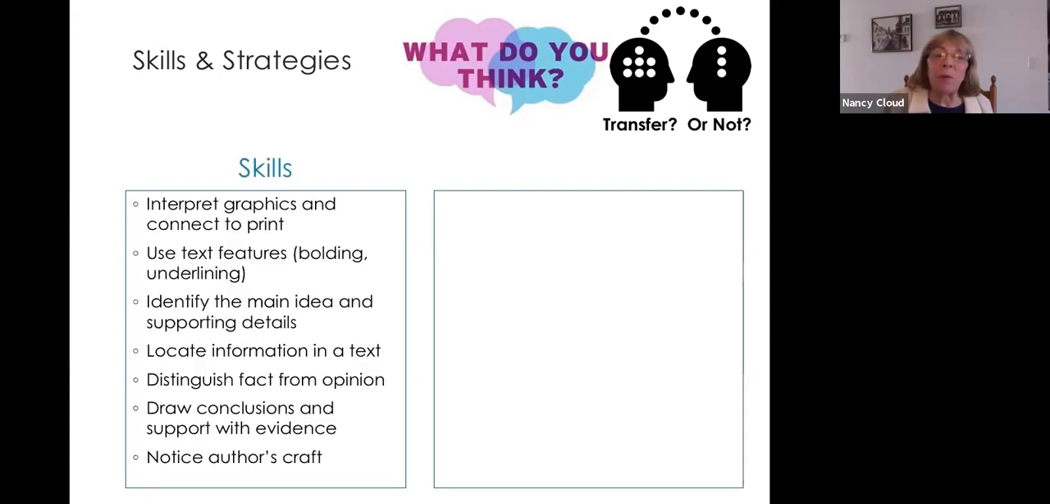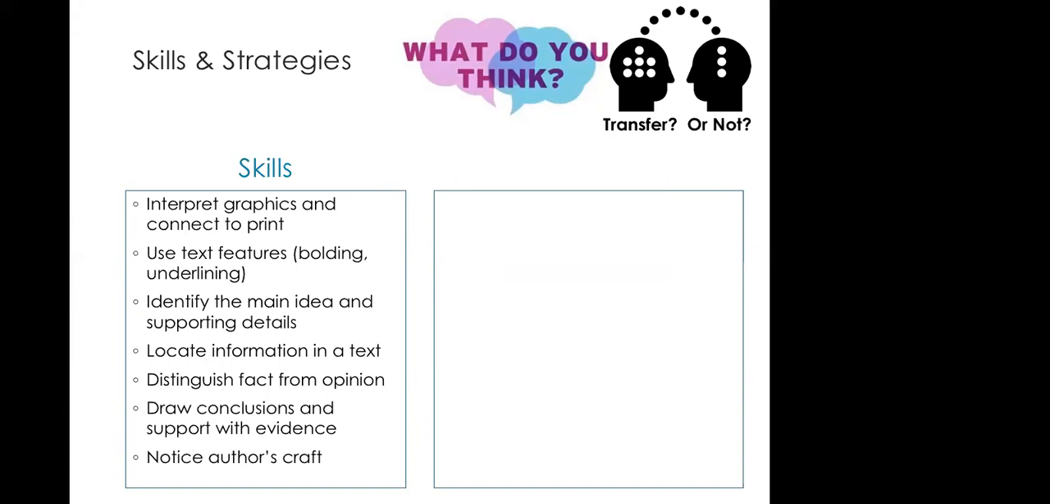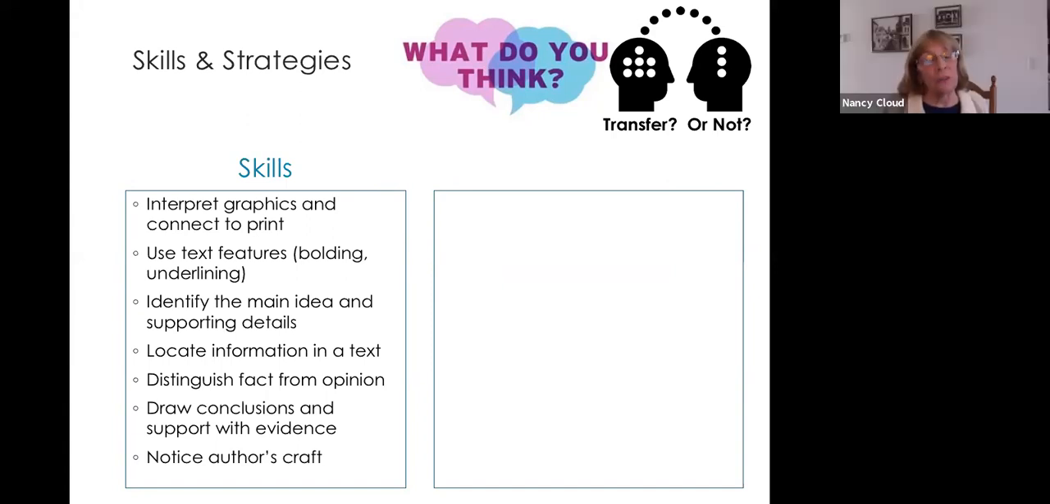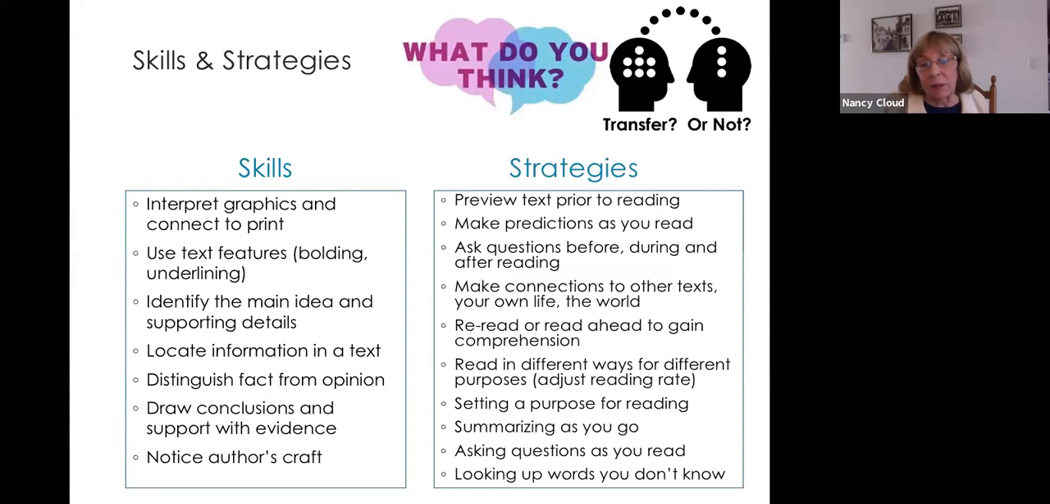These are some of the things that I listed under skills that I just know would transfer. I don't need to reteach it. If they can interpret graphics, they can interpret graphics. And if they can do it with Chinese text, when they go to English, nobody's going to have to reteach them. They'll just need the words, that's all. And in terms of strategies, summarizing as I go, setting a purpose for reading, all of that's going to work. So I know a ton transfers.